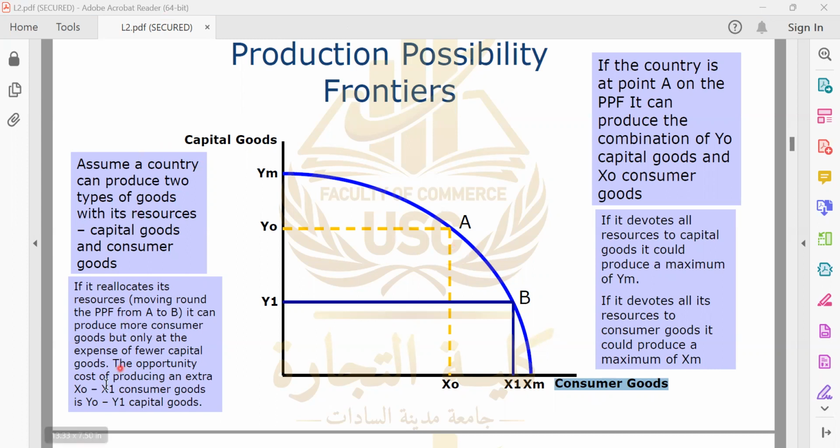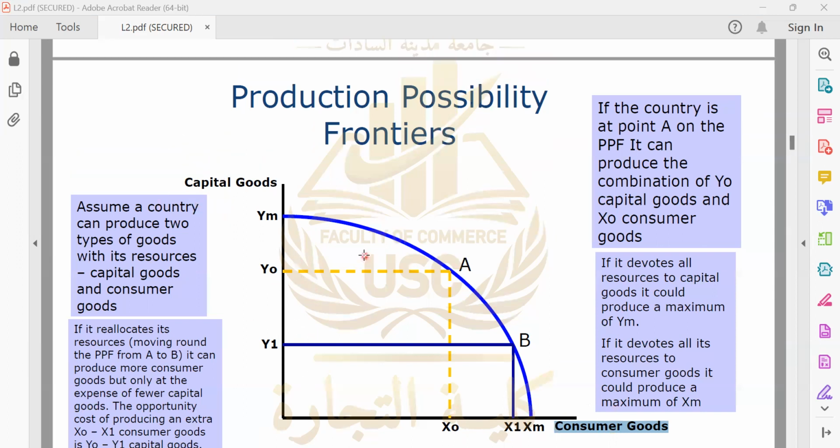So the opportunity cost of producing an extra X0 to X1 is Y0, Y1. If I want to increase our production of consumer goods to the level of X1, we will reduce our production of capital goods from Y0 to Y1. So the country is at point A on the PPF. It can produce a combination of Y0 capital goods and X0 consumer goods.